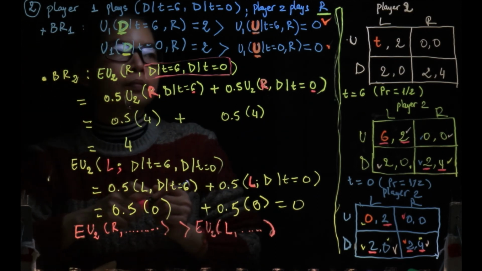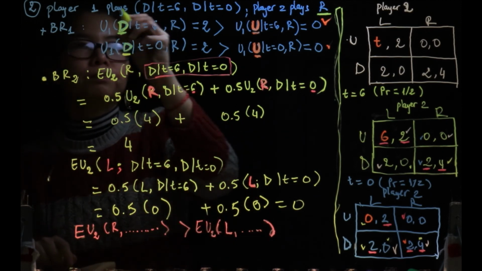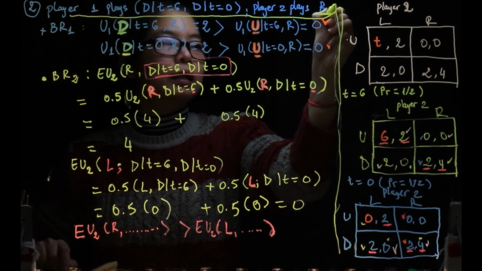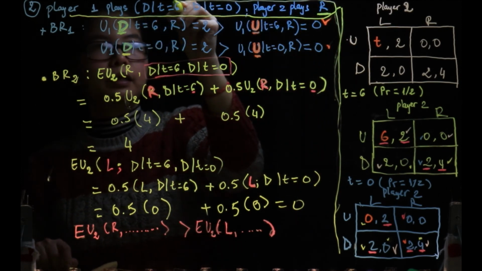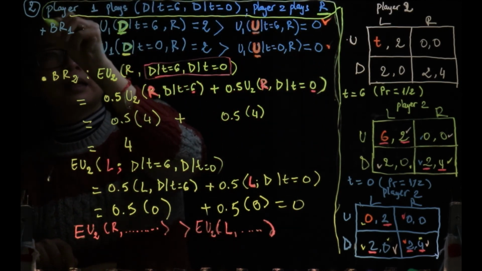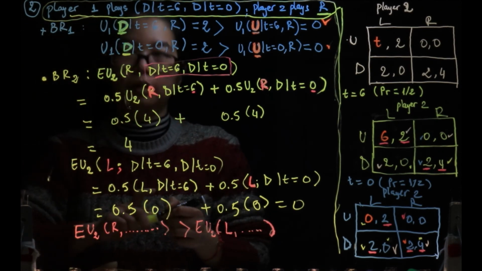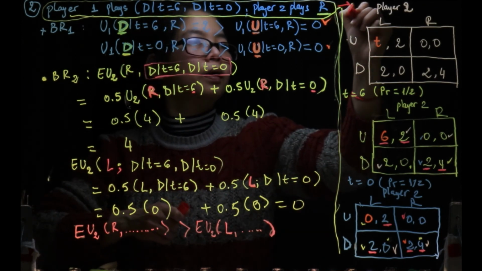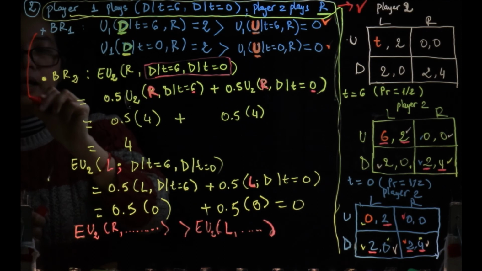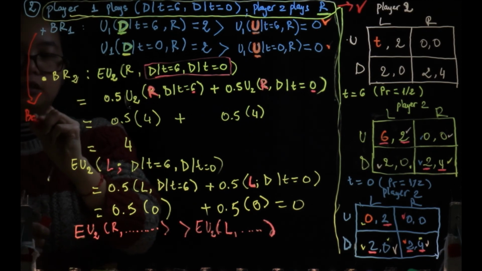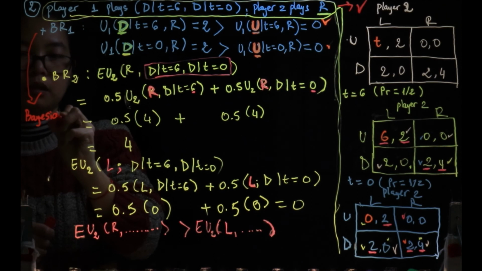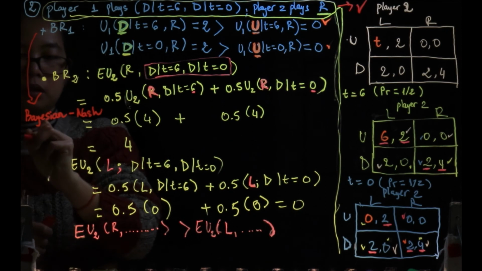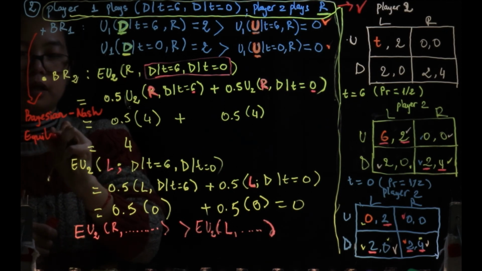Therefore, this one, the second candidate, is a Nash equilibrium. Put a tick mark, and then we can say Bayesian-Nash equilibrium.